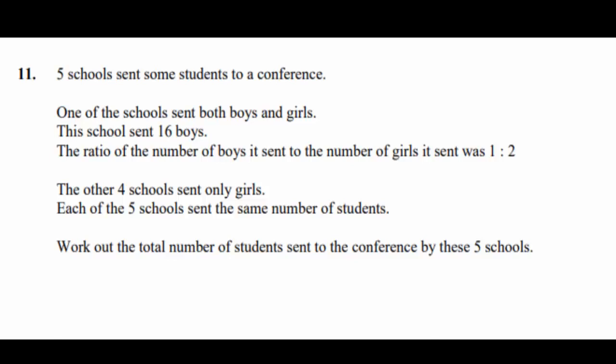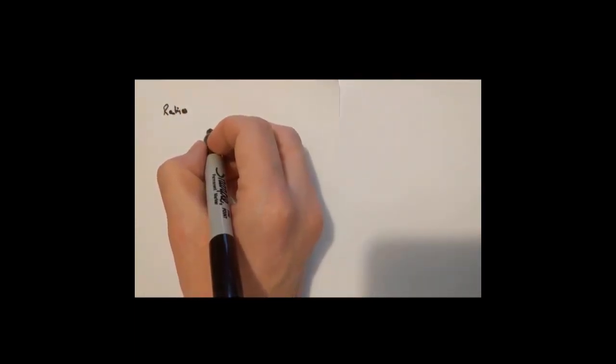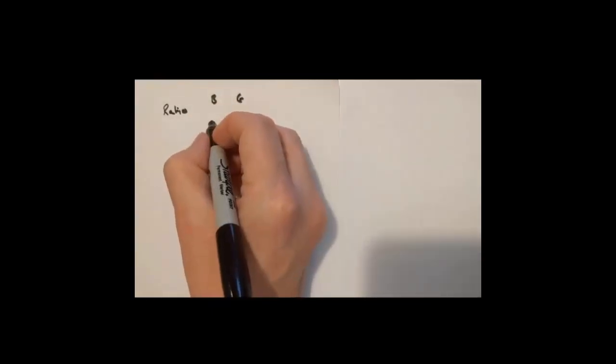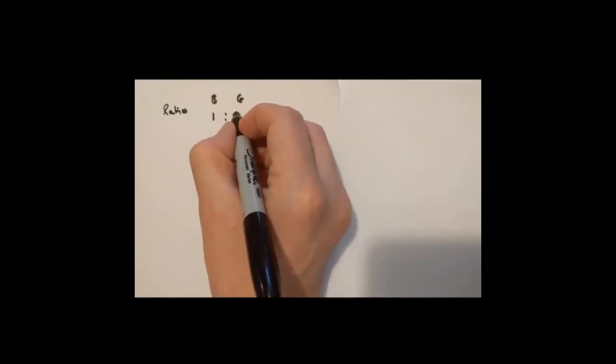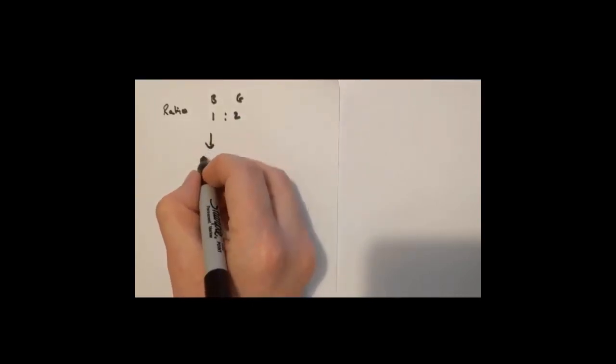In this question, you need to use the ratios in order to work out a total amount, and so there's a slightly different question that we will need to work through. In this question, we know that there is 5 schools, and we know that one school sent 16 boys, and we also know that the same school had a ratio of 1 to 2 of the number of boys to girls that it sent. So from this, we can work out how many girls they sent to the conference.